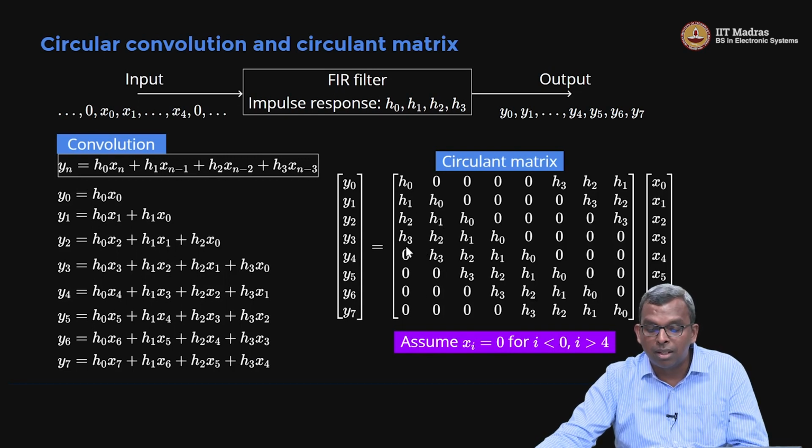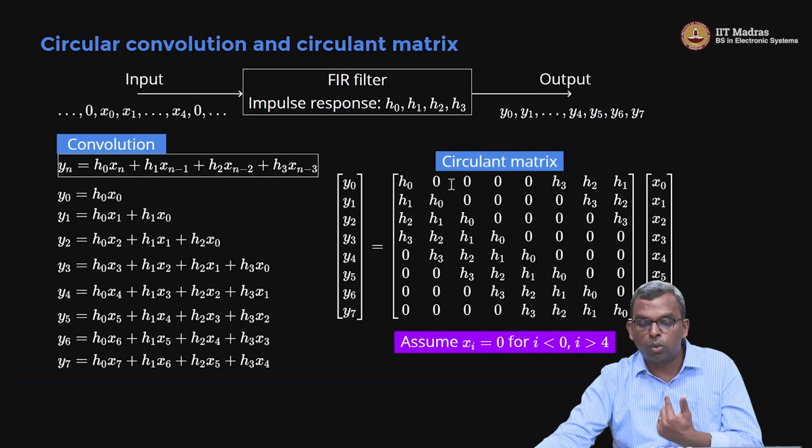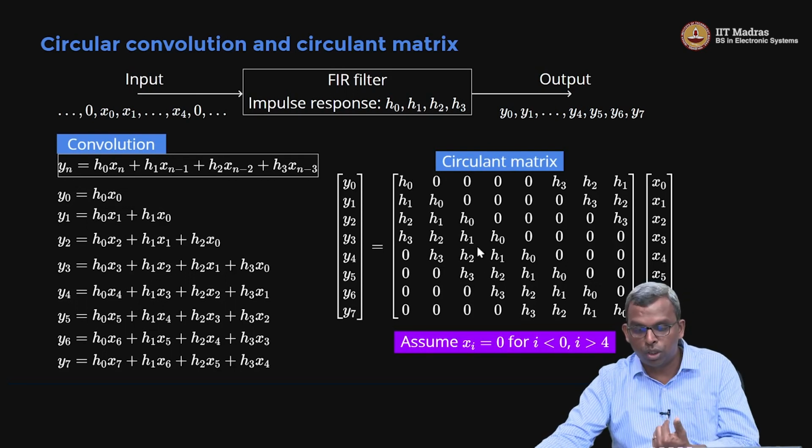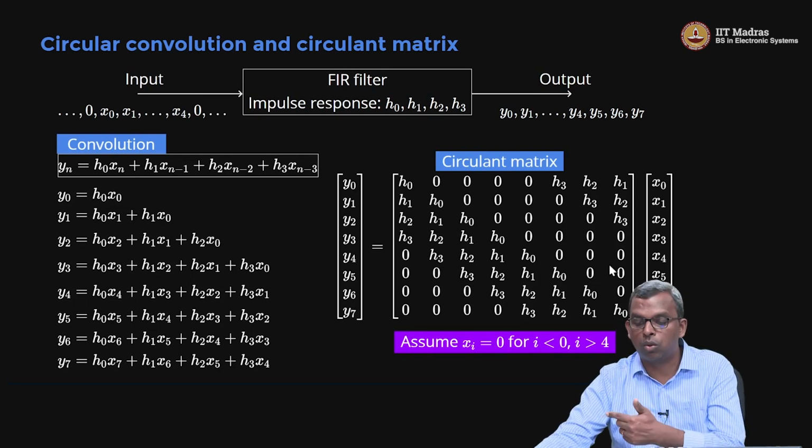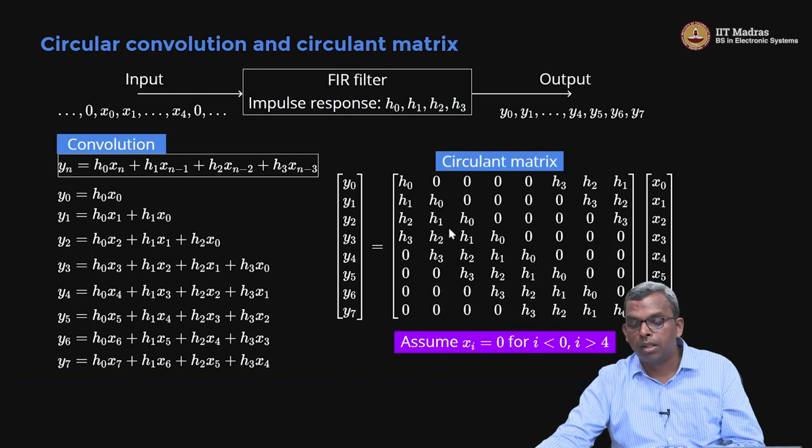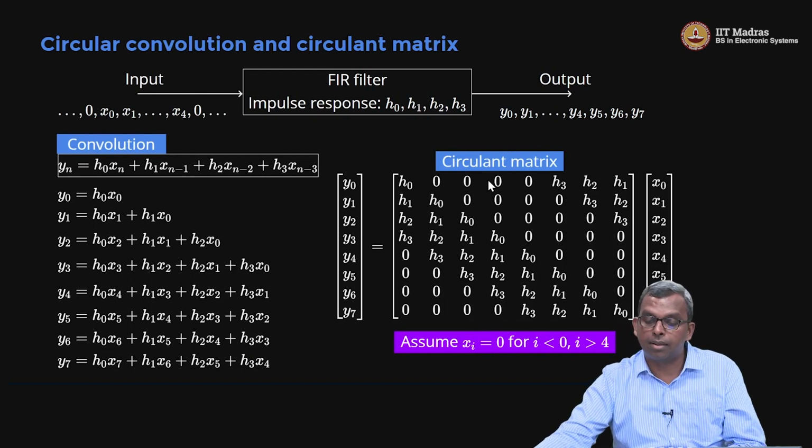H0, H1, H2, H3. Second column is one shift down. Third column is 2 shifts down, 3 shifts down, and so on, circular shifts. Okay. So these matrices are called circulant matrices.